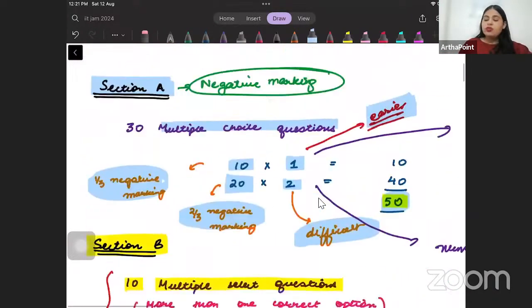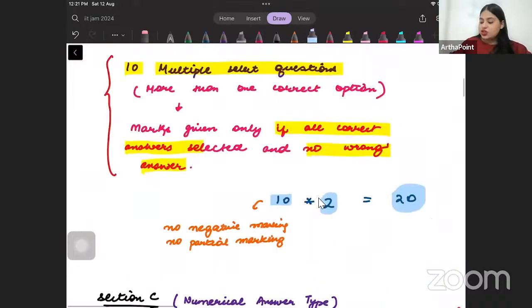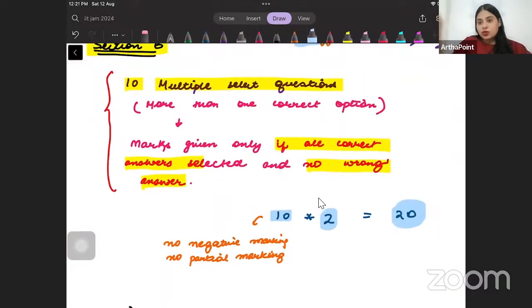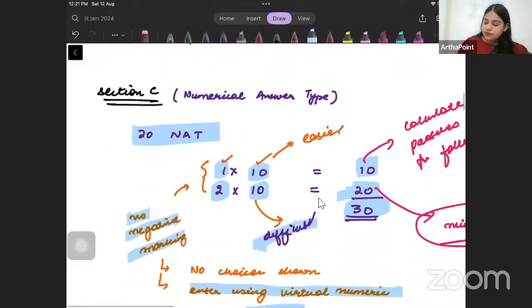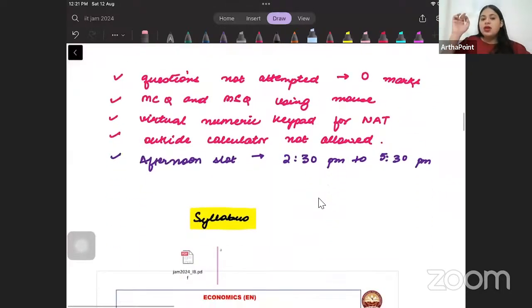So this is going to be the total paper pattern. 50 marks section A, multiple choice questions. It includes negative marking. 20 marks section B, multiple select questions, no negative marking. 30 marks section C, no negative marking, but you have to fill in the blanks. You will not be given any option. Now, any question which is not attempted in any section, it simply means you will get 0 marks for that question.